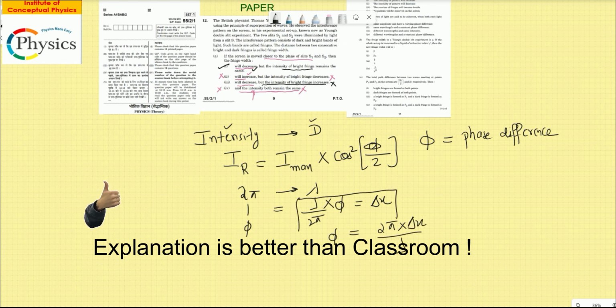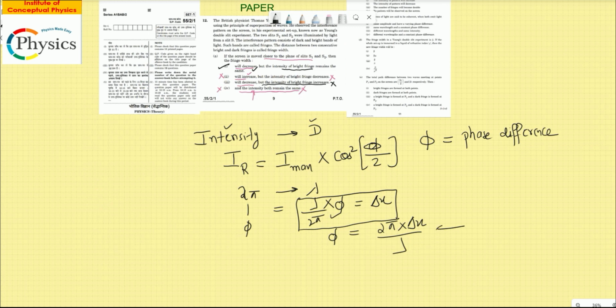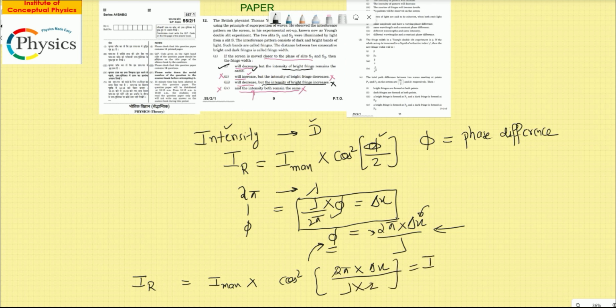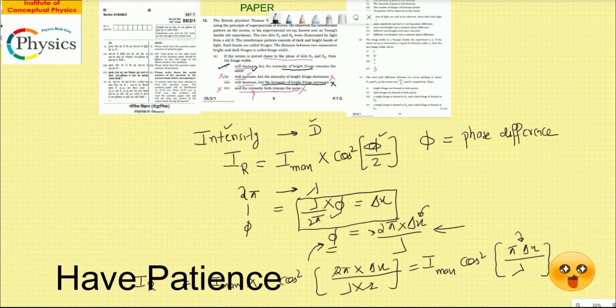I'm just looking at this part of the equation, and I have found out what phi is. This is a general expression which you must know: if you're given a path difference, how will you get the phase difference? So I'm substituting this phi in this. My intensity is now I max multiplied by cos square of 2 pi multiplied by delta x by lambda into 1/2. So this is equal to I max cos square of pi delta x divided by lambda, where delta x is the path difference. Now you still see that there is no mention of capital D in this particular equation.